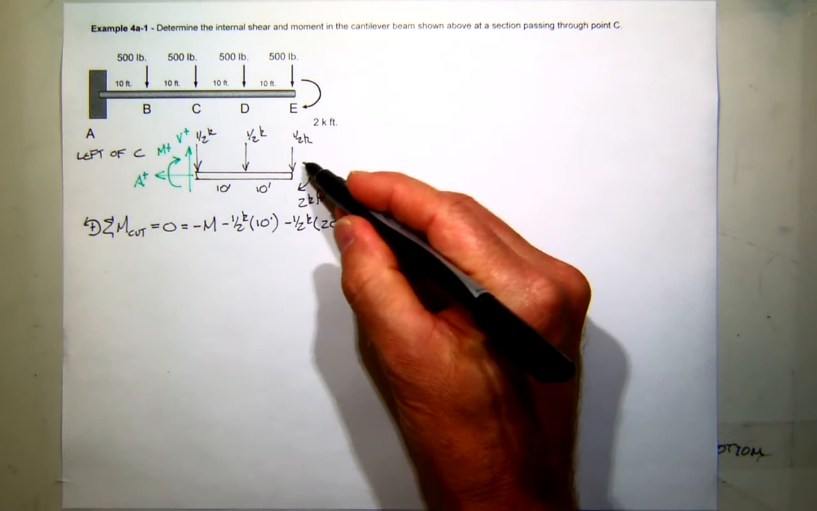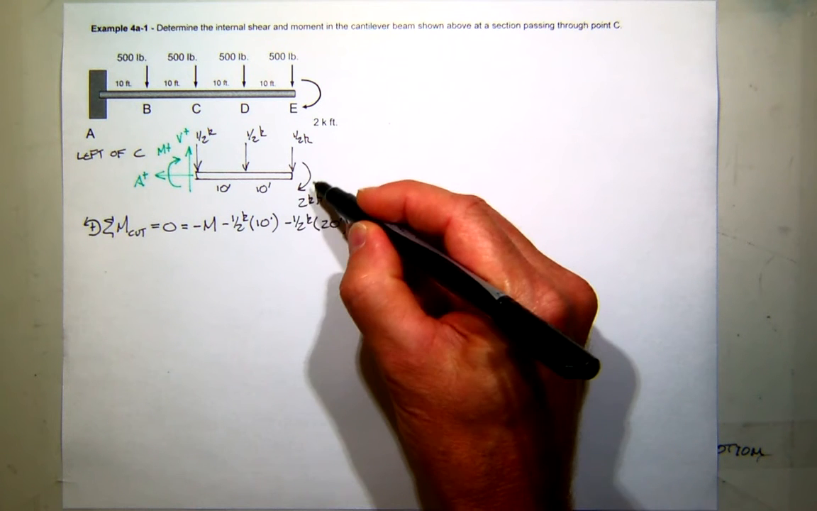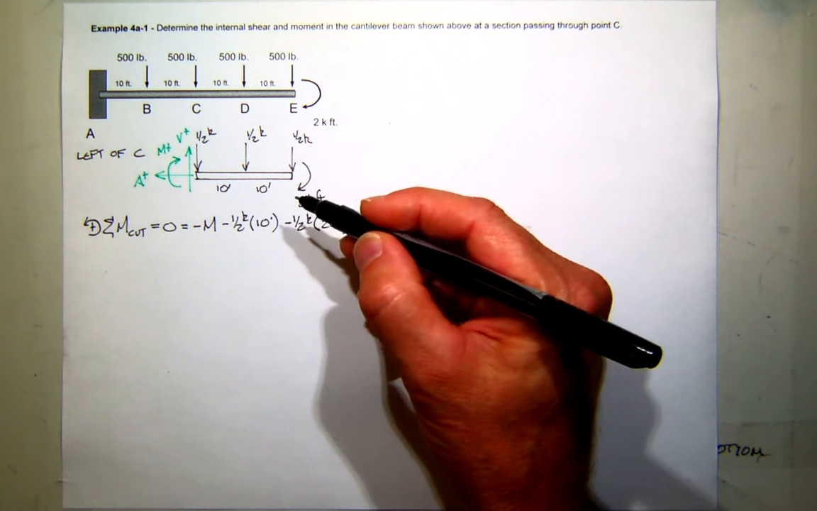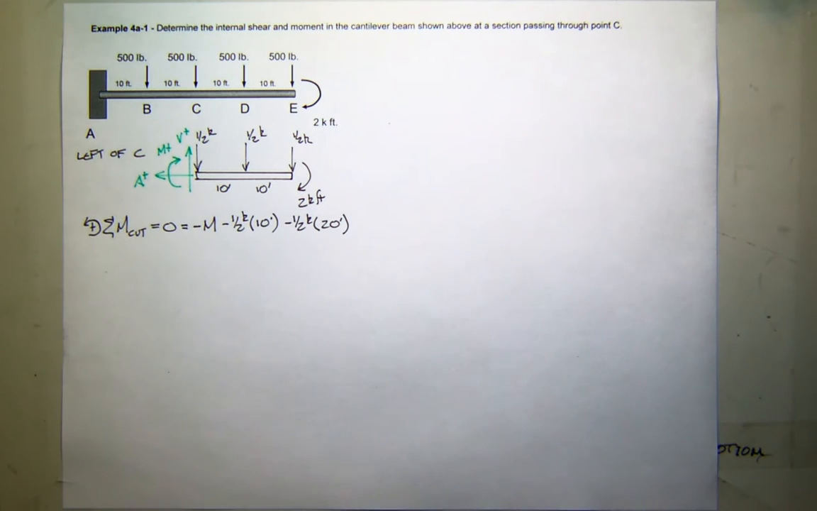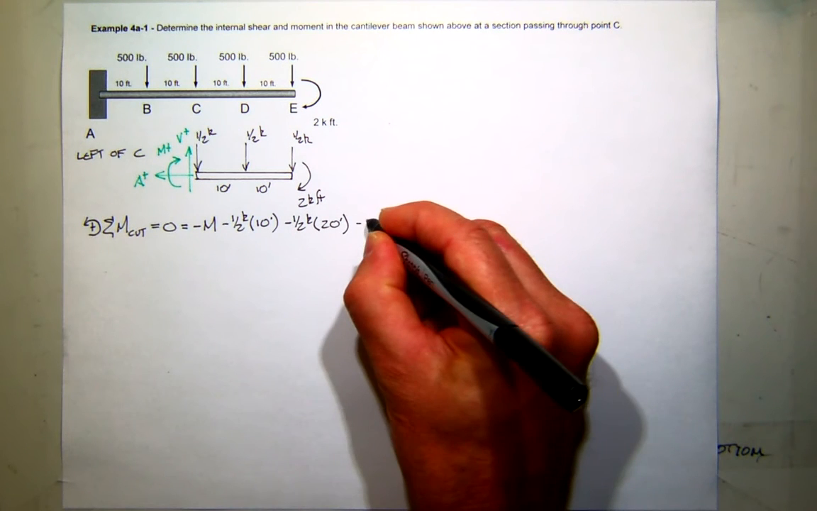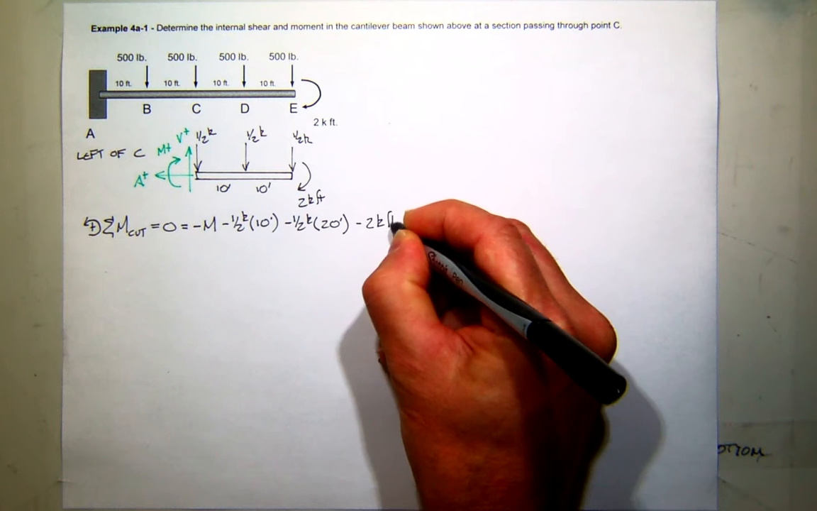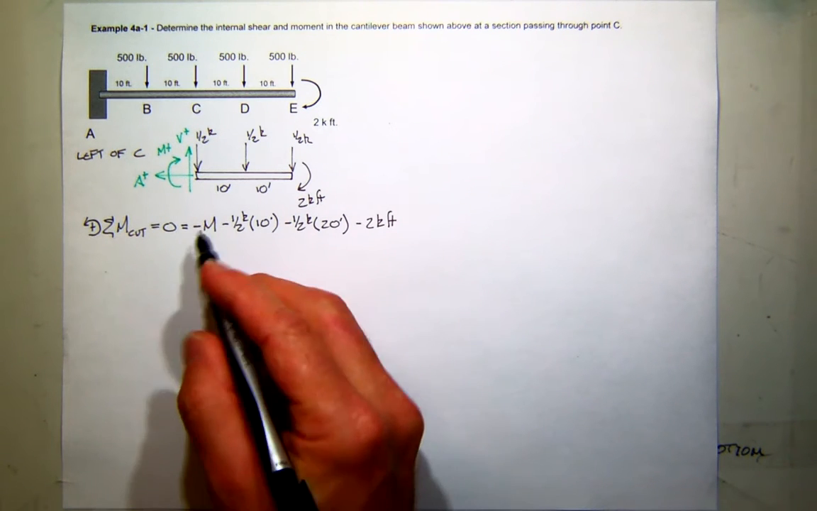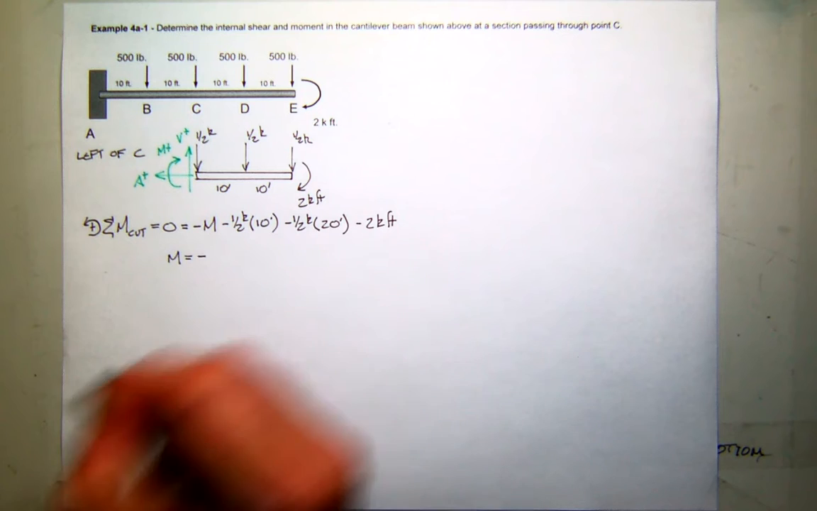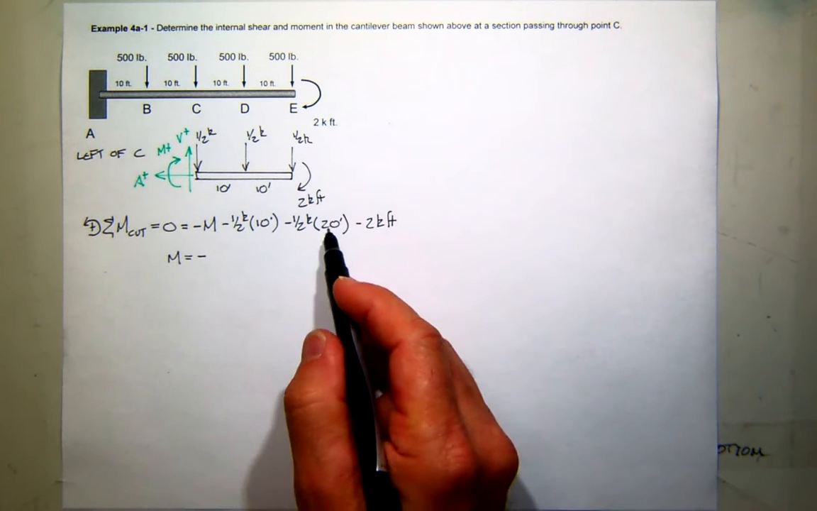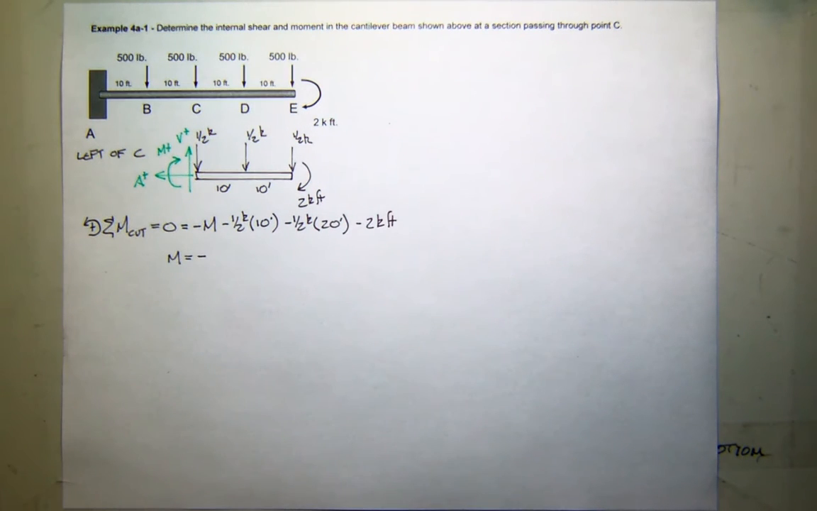And then what do I do about this 2 kip-foot moment at the end? I add it up. Is it positive or negative under my sign convention? Negative. So I'll have minus 2 kip-feet at the end. I just need to add all that up, and I can solve for my moment. It looks like my moment's going to be negative. That's 5, 10, looks like 17.